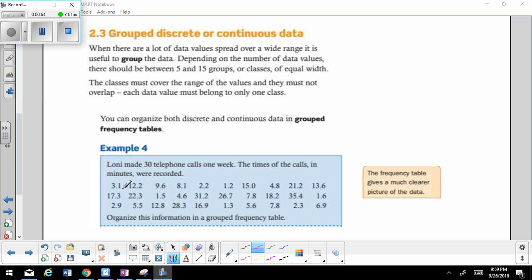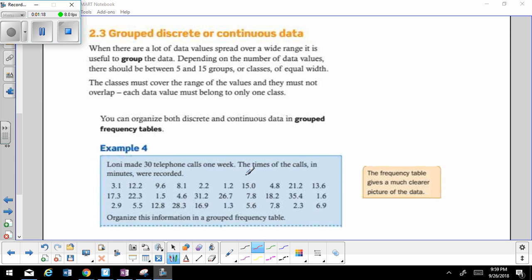It does not make sense for me to tally up all of the 3.1s and all of the 3.2s and all of the 3.3s. 3.2 minutes and 3.1 minutes aren't a drastic difference. So I want to put them into groups where it wouldn't matter. This is where you have to look at your data and see what groups make sense.